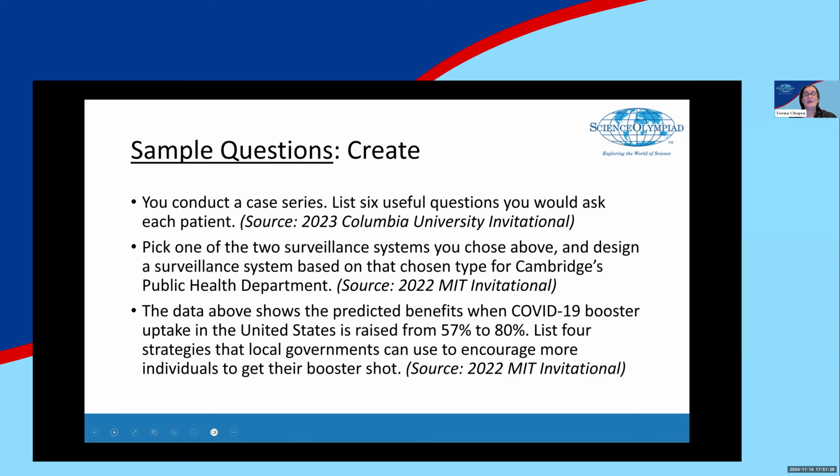So case series seems like a very simple study, but it can really help make further studies and help with the fund of knowledge. So again, there are other questions that are listed here that have been given in other invitationals that can also guide you as to what kind of questions you can be asked.